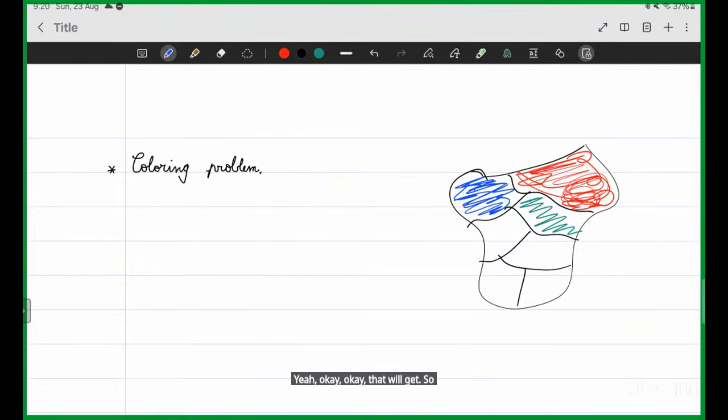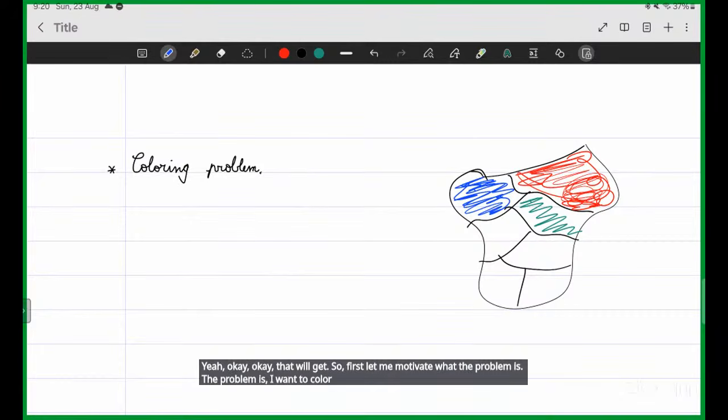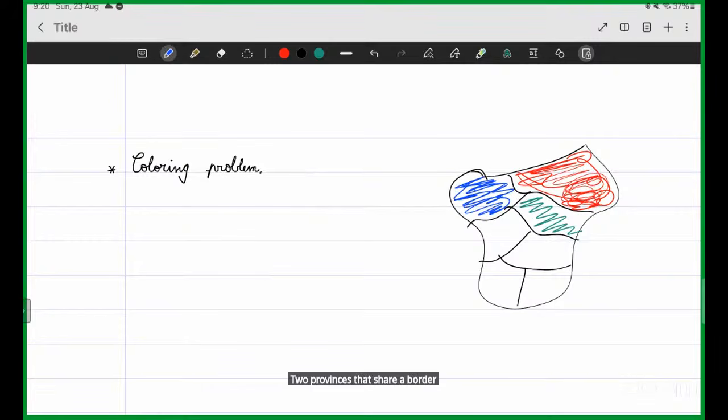So first, let me motivate what the problem is. The problem is I want to color this map in such a way that two provinces that share a border are not of the same color. So first I started with red, then I put blue and teal for the other things. Now I can reuse red, right?